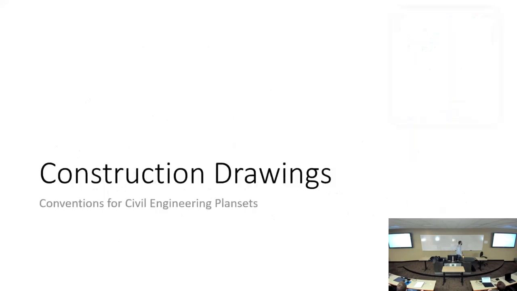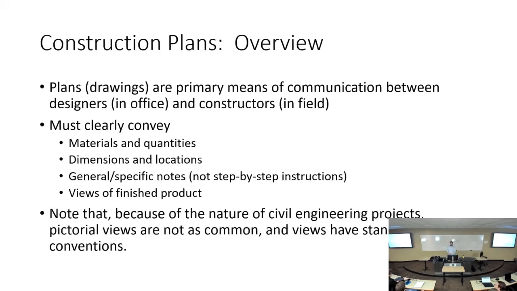All right. I'm going to close this off with some discussion of construction drawings. So this is mainly for you civil engineers in the room. So when we're doing construction plans, the idea is to convey the means of turning the field site from a field site to an as-built final project. And so it does need to convey materials and quantities, dimensions and locations, notes and obviously views of the finished product. But a couple things that are worth mentioning on civil engineering drawings: pictorial views are not as common. And the other thing is that the views have very standard conventions.